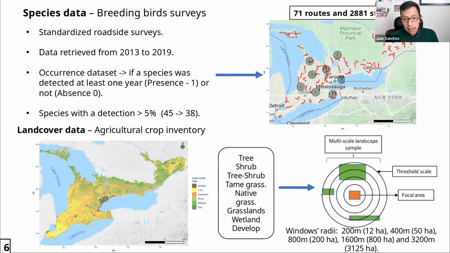These scales, I based on information about their home ranges. So for instance, some of these species have home ranges that are as big as 50 hectares or smaller. And from there, I added bigger scales to see if these species were interacting with resources out of their home ranges as well.